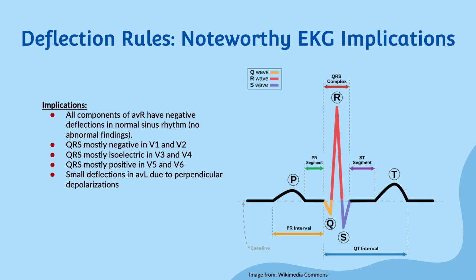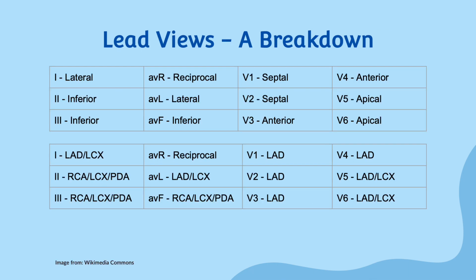Now that we have established the foundation of how different leads look at the heart from different perspectives, and how the depolarization and repolarization of the heart can affect whether or not the EKG tracing is positive or negative, let's look at how the individual lead views become relevant not only for the USMLE Step 1 exam, but also for clinical practice. You will notice that both of the tables on this slide are arranged in the same way that a 12-lead EKG is arranged.